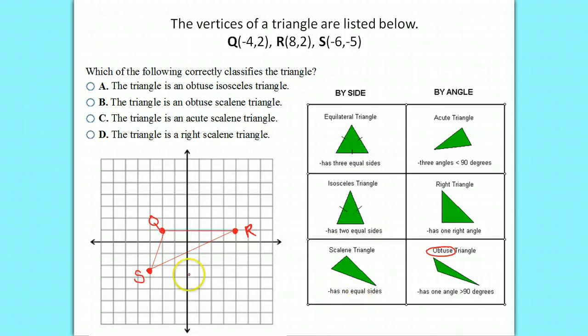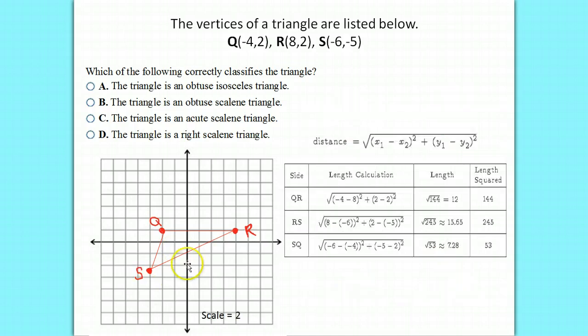To do that, we can't count like we did on the square problem that we just did. From Q to R, we could find the length by counting. I went by 2s, so 2, 4, 6, 8, 10, 12. So QR should be a length of 12. But you can't count from Q to S or from S to R because those go diagonally across the tick marks. So what you have to use is the distance formula again.